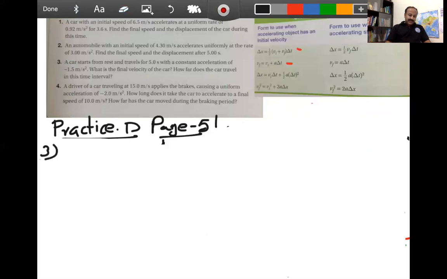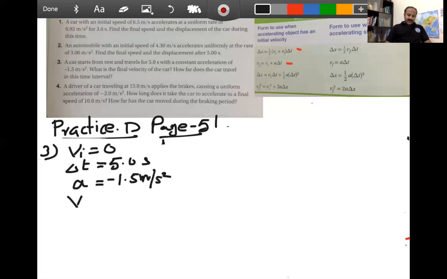Question number 3. A car starts from rest. So your initial velocity Vi is going to be 0. And travels for 5 seconds. So your time duration, time taken, is 5 seconds with a constant acceleration of minus 1.5 meter per second square. So this is minus 1.5 meter per second square. What's the final velocity of the car? So you're looking for Vf. Also, you're looking for what? How far does the car travel during this time interval? So that is delta x.